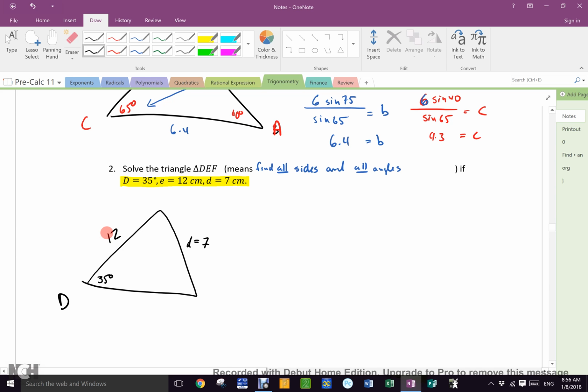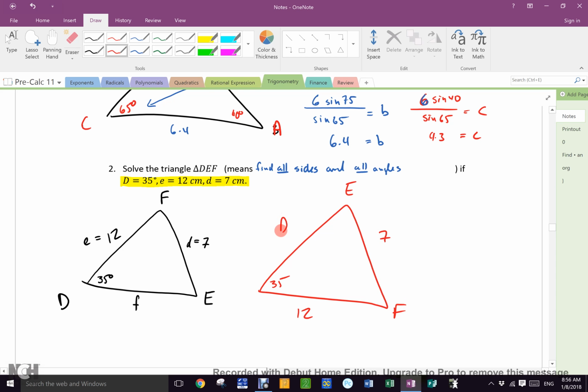I got it right! Okay, if I make that 12, then that makes this side little e, doesn't it? Which makes this angle what? Big E. Which makes this angle big F and makes this side little f. Is everybody cool? Now, some of you drew this triangle: 35, 7, 12. Then you have E and F like that, don't you? Everybody has one of these two triangles on their sheet right now, yes? Everyone? Okay.